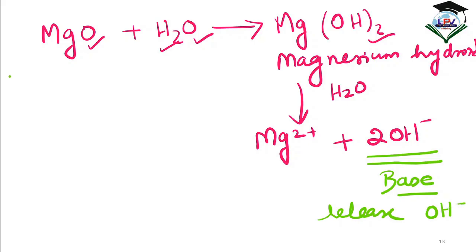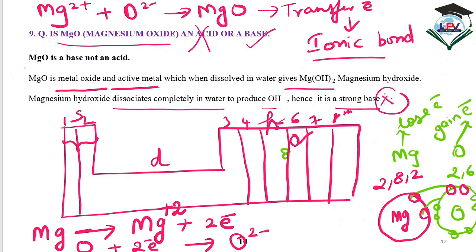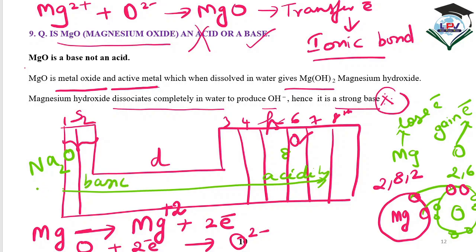Now, if the question is changed, like sodium oxide, what will be the answer? Let me tell you that as you move from S block to P block, the acidity increases. This is basic in nature, and the first group elements are more basic.